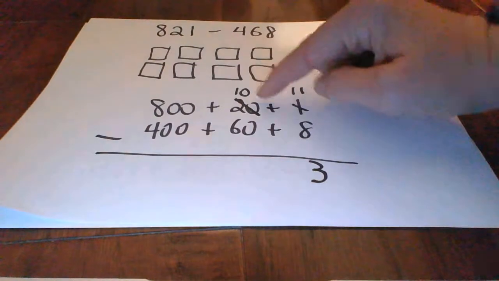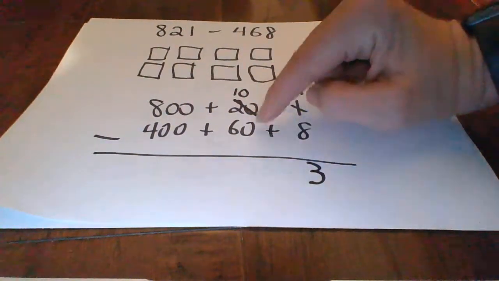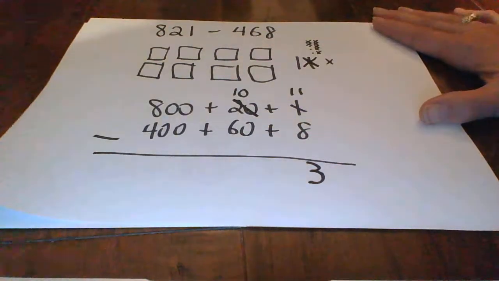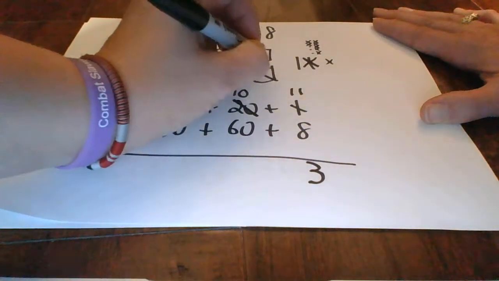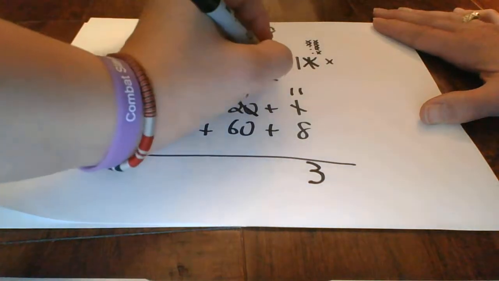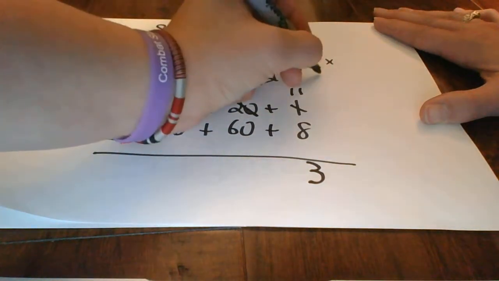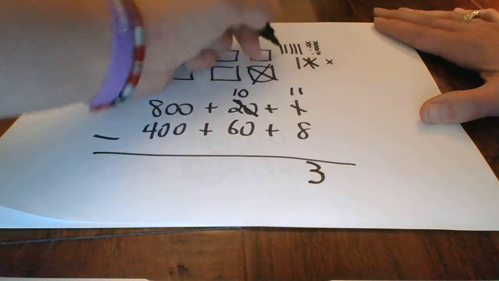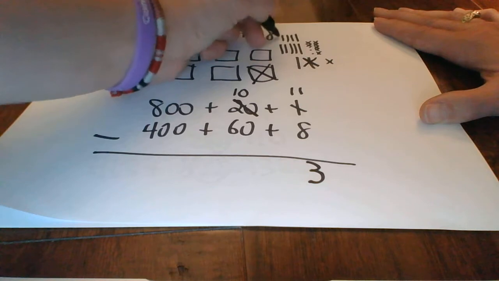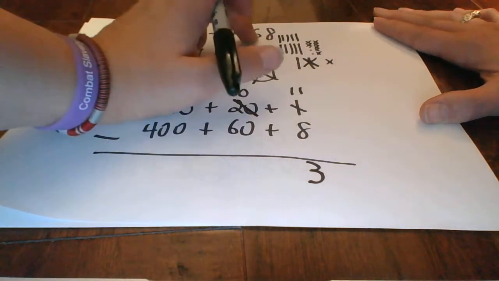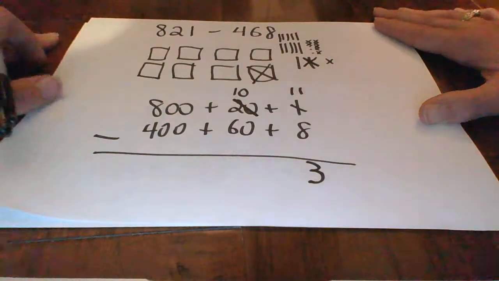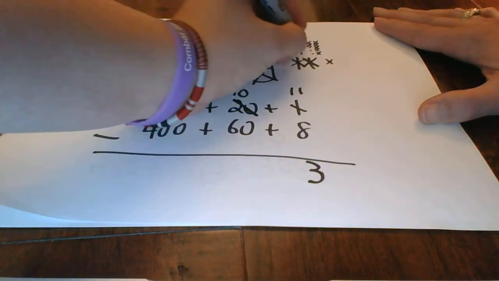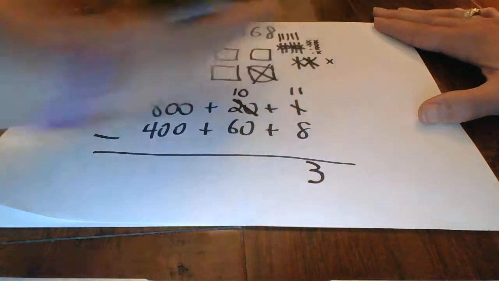Okay, so now we go to the next place value. I know I'm going to have a problem here because I cannot take 60 from 10. So I know I'm going to have to take this 100. I'm going to have to break it apart into 10 tens. Okay, so 1, 2, 3, 4, 5, 6, 7, 8, 9, 10. And so I have to take away 60 of those, and now I have the ability to do that. So 1, 2, 3, 4, 5, 6, and I have 5 left there.